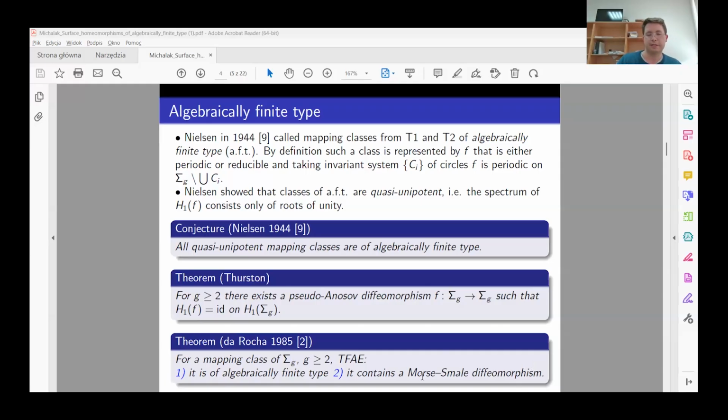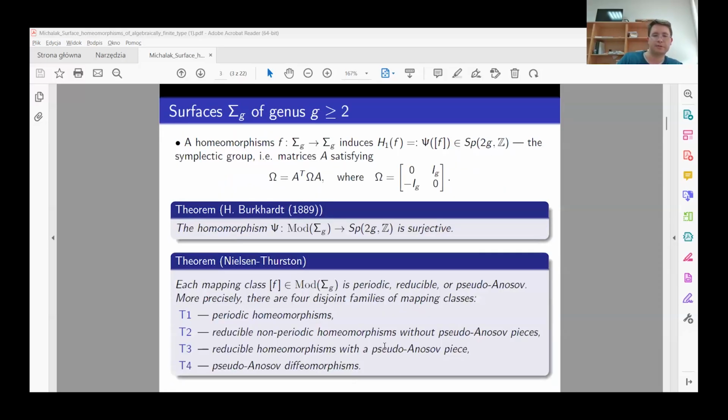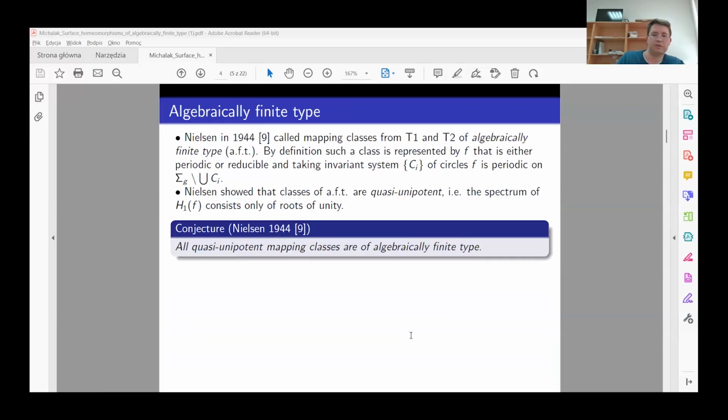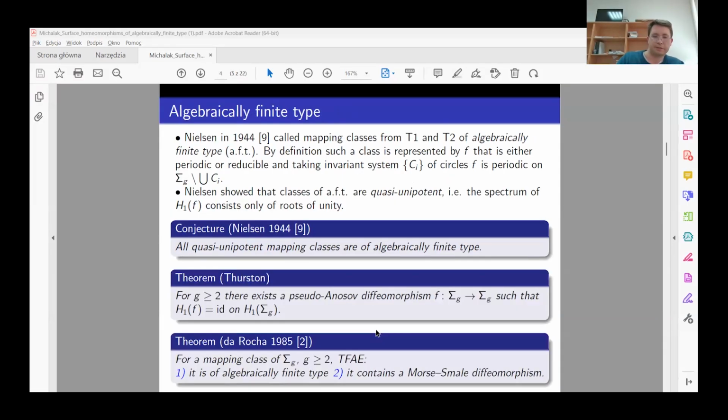And so there are these two worlds of mapping classes for a surface: this pseudo-Anosov world and this world of no pseudo-Anosov, as we know, the world of Morse-Smale diffeomorphisms. So the question is how we can use the symplectic representation to determine, given a mapping class, in which family it lies, whether it contains a pseudo-Anosov piece or not.